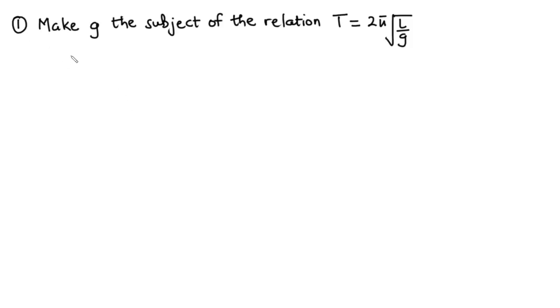Question 1. Make J the subject of the relation t equals 2 pi times the square root of L over J. So let's solve this question together. We are given the relation, t equals 2 pi times the square root of L over J. So how do we solve this problem?